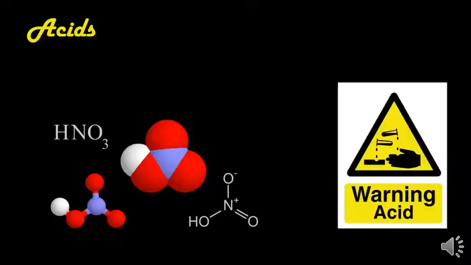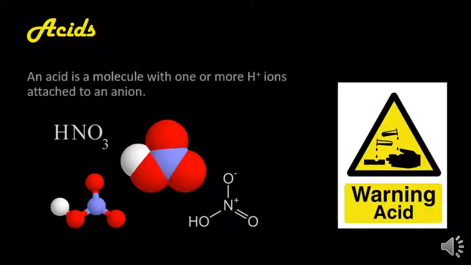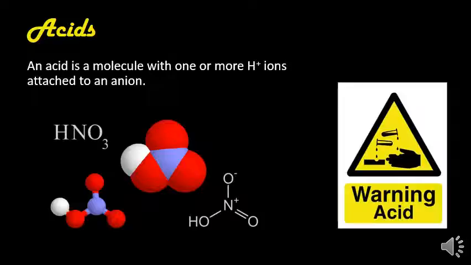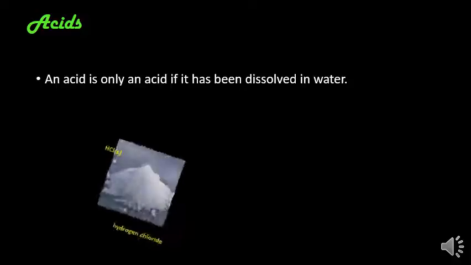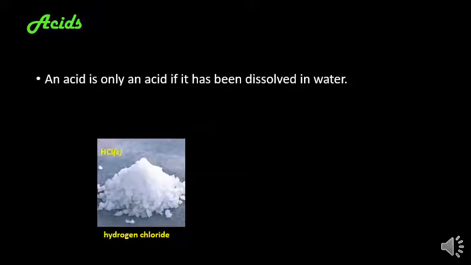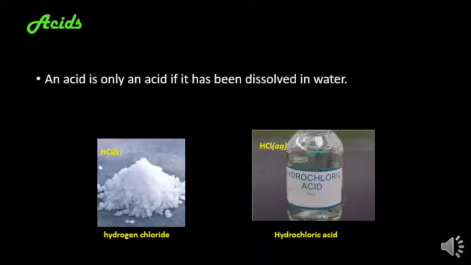For our purposes, we're going to look at acids as having a hydrogen ion attached to an anion. In this case, we have hydrogen attached to this anion, nitrate. An acid can only be an acid if it's been dissolved in water. This is hydrogen chloride, solid hydrogen chloride. But when we add it in the water, we end up with hydrochloric acid.